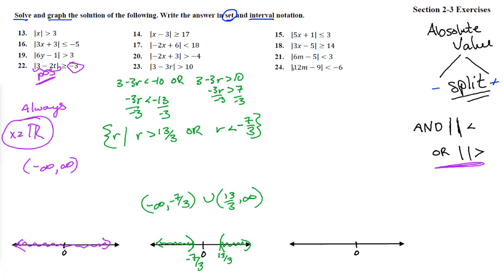We have the absolute value of 12m minus 9 is less than negative 6. Oh, look at that. We have a negative number. Let's not go through the whole rigmarole. This is always a positive number. Can it ever be less than negative 6? No, it cannot. No solution. So there is no graph. Yeah, that's what the graph looks like. Not really a set way of writing that. Great.